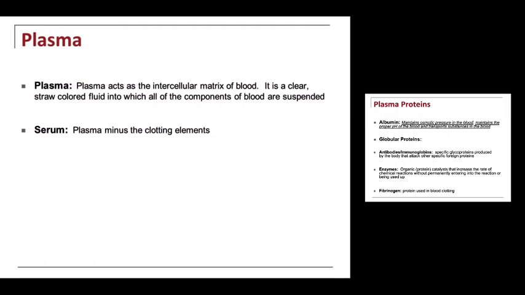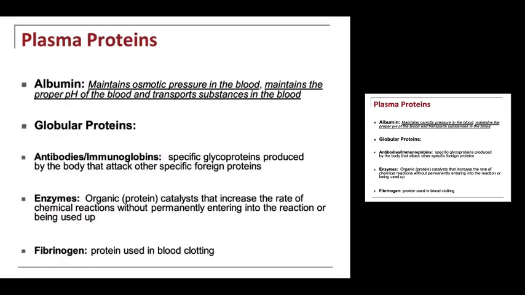When we look at some of the plasma proteins, albumin is really important. You'll see albumin show up on many blood tests. It helps to maintain the osmotic pressure in blood, which is that pulling force of water into a system. It maintains proper pH, and very important, albumin is a major transport protein that's found in blood. There are globular proteins like hemoglobin. Globin is a globular protein.